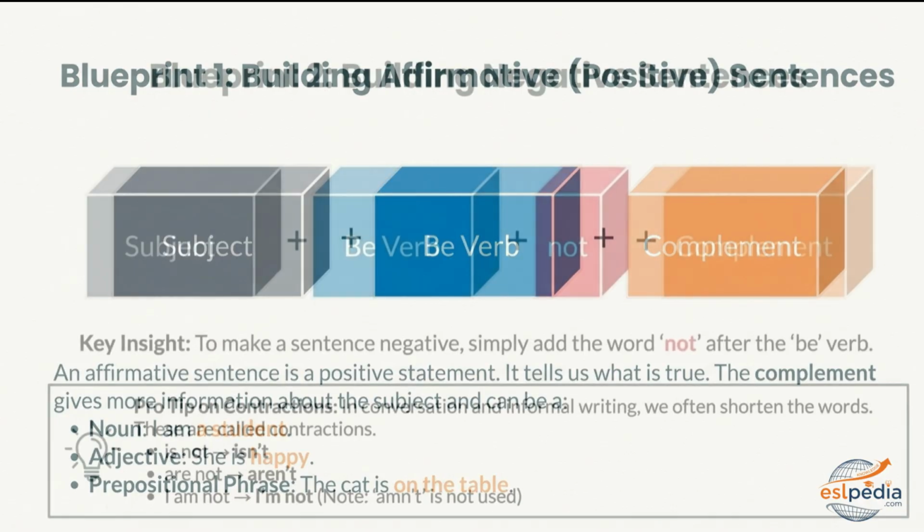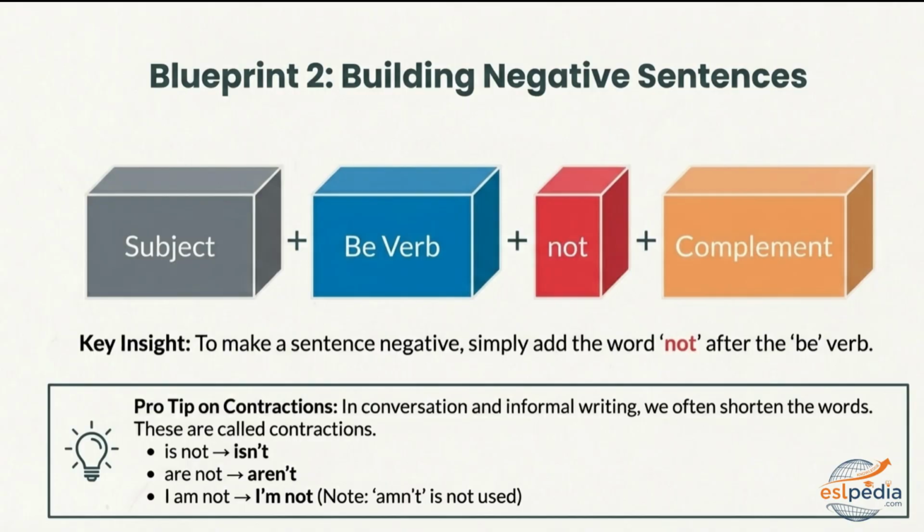And finally, negatives and questions. This part's a piece of cake. For a negative sentence, you just pop the word not right after the be verb. And of course, we use contractions like isn't and aren't all the time. Just remember, for I, it's always I'm not.